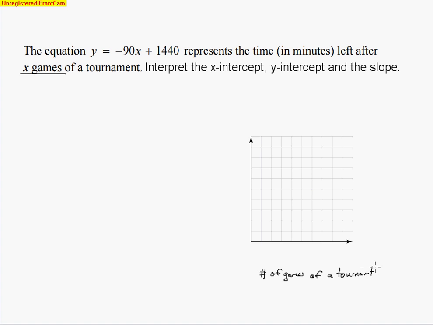And then along the y-axis, we're going to end up having, let's see here, it says the equation represents time in minutes. Okay, so time in minutes.